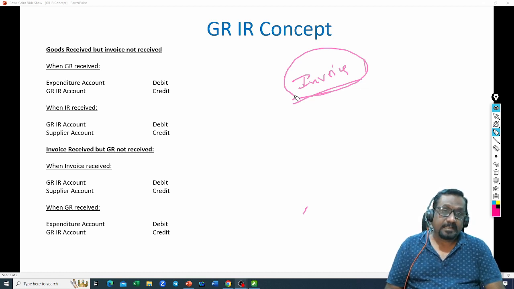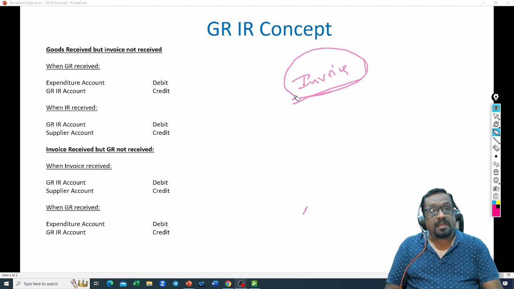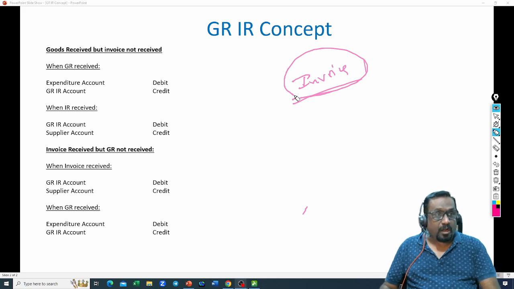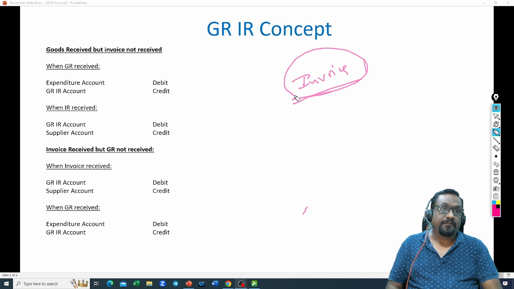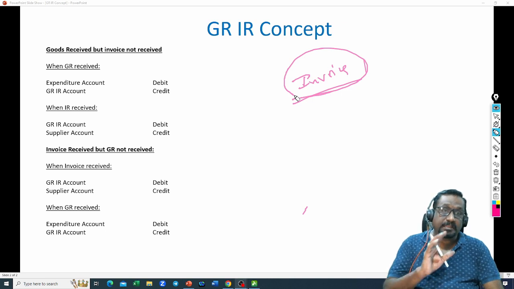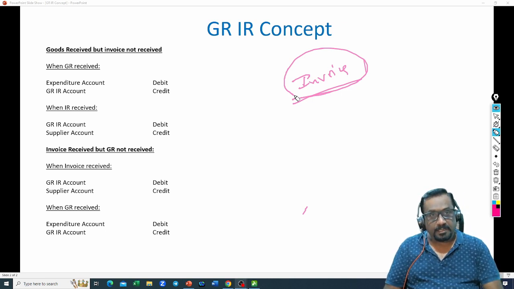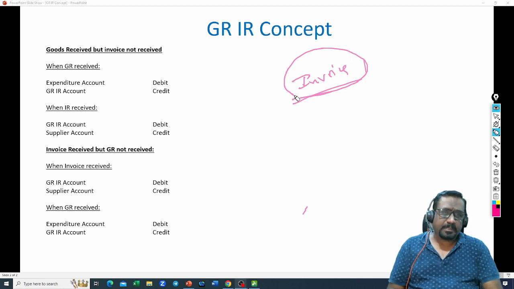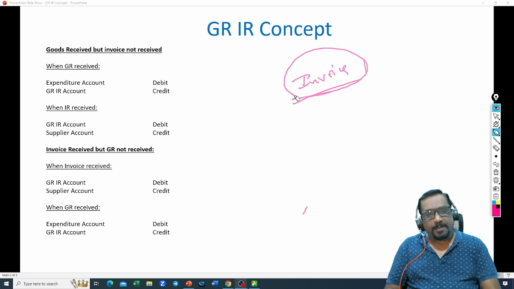Right? So the GRIR concept is very, very important. That is the reason: when the goods are received and the IR is not received, what are the entries you are supposed to post? When the IR is received and goods are not received, what are the entries you are supposed to post? These entries are very, very important and you need to understand the concept so that you will never forget these journal entries.